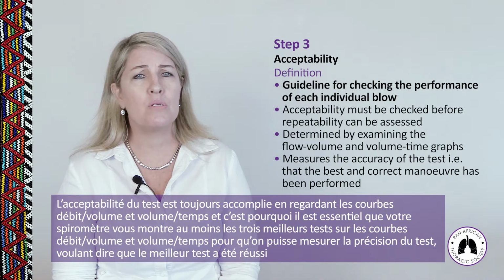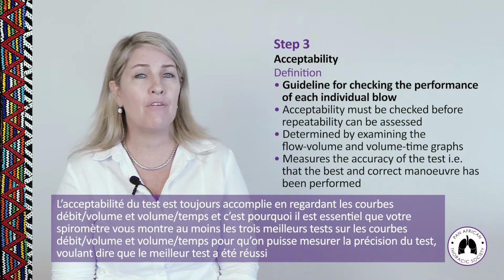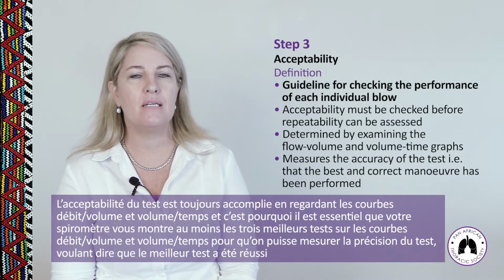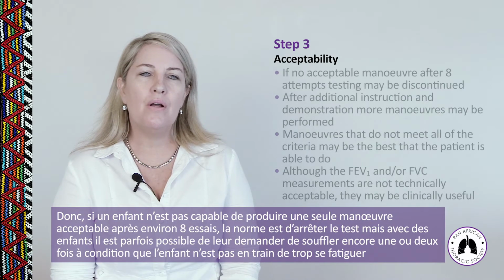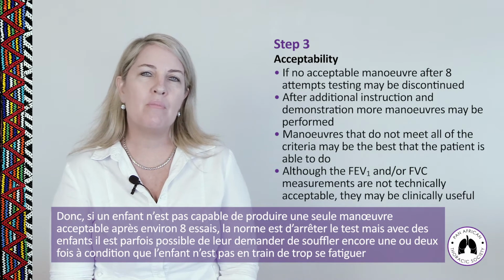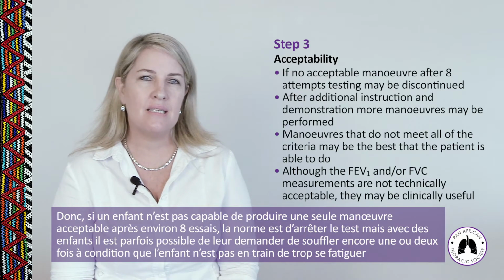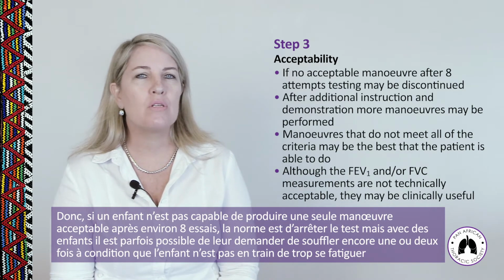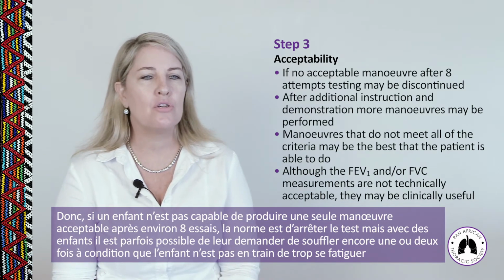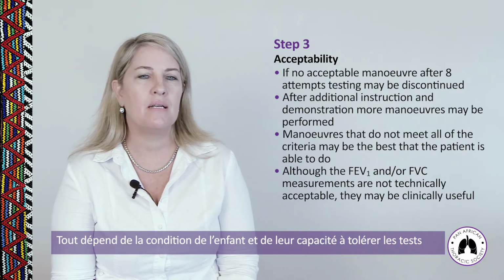That's why it's really important that your spirometer shows you all 3 of the best tests at least on the flow volume and volume time graphs so that we can measure the accuracy of the test. That means that the best and correct maneuver has been performed. So, if a child is unable to perform a single acceptable maneuver after around about 8 attempts, the norm is that testing may be discontinued, but in children you may be able to ask them to blow a few more times as long as you're not tiring the child out too much. It all depends on what the child's condition is and what their tolerance is for testing.